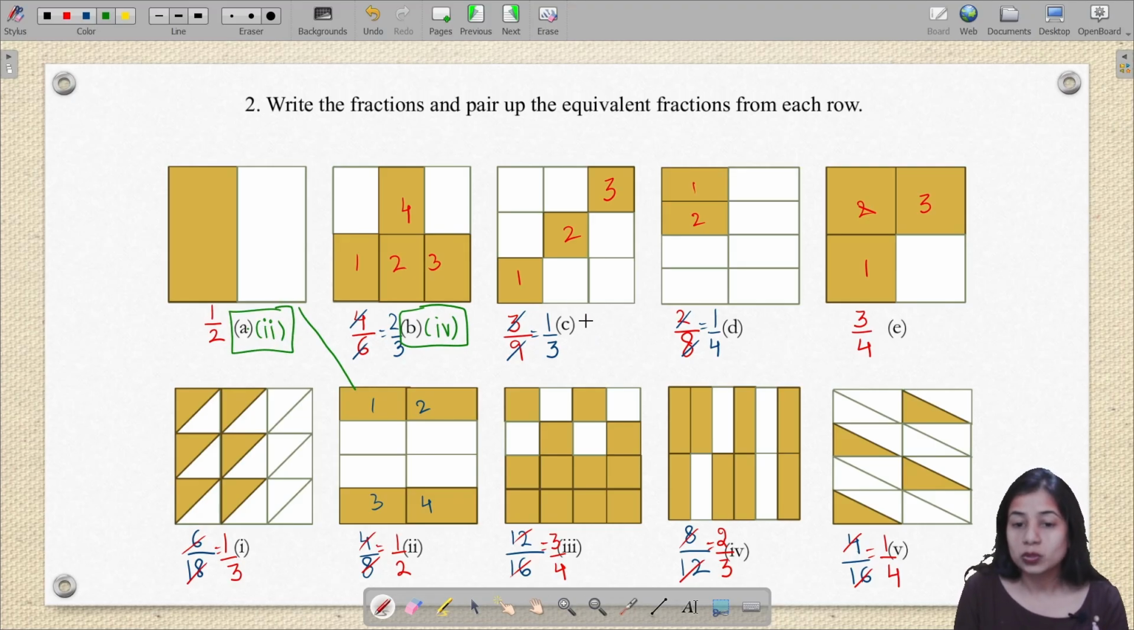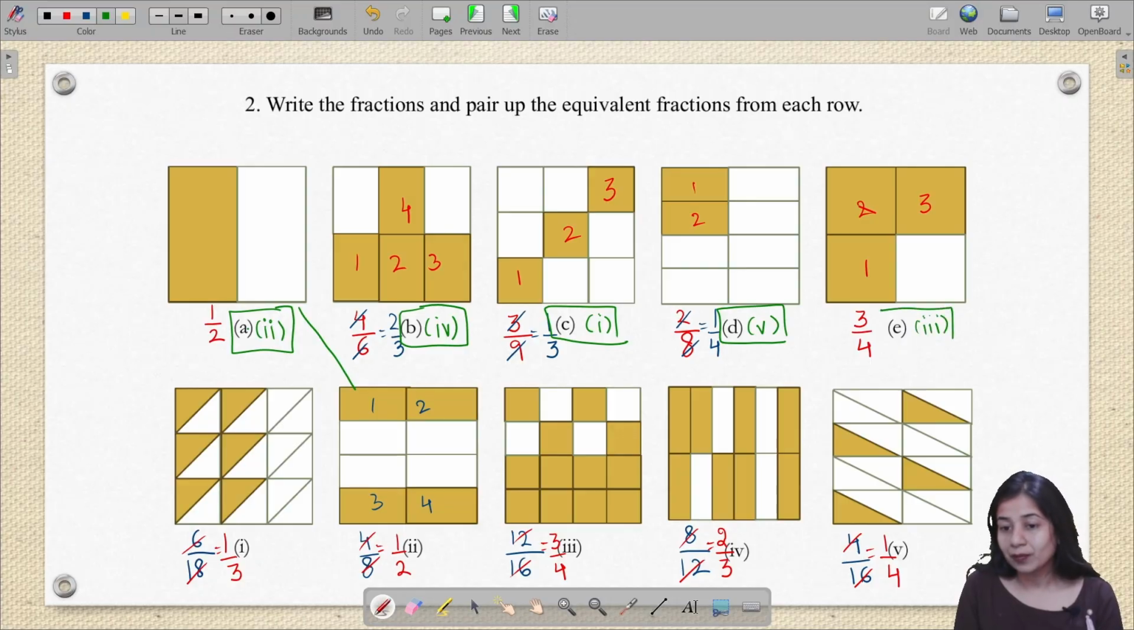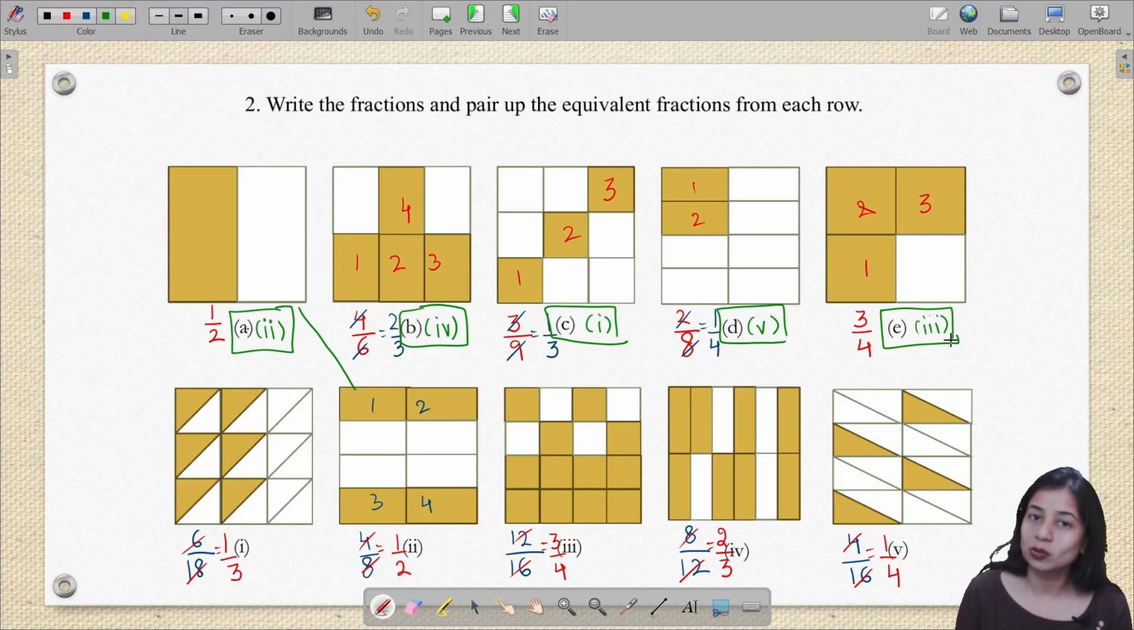So C part is 1 by 3. So where is 1 by 3? Yeah, first part. C is paired with the first part. Then we have 1 by 4, D. D is paired with the fifth part. Then we have 3 by 4, E, which is paired with the third part. So I hope everyone is clear. So let's move ahead to the next question.